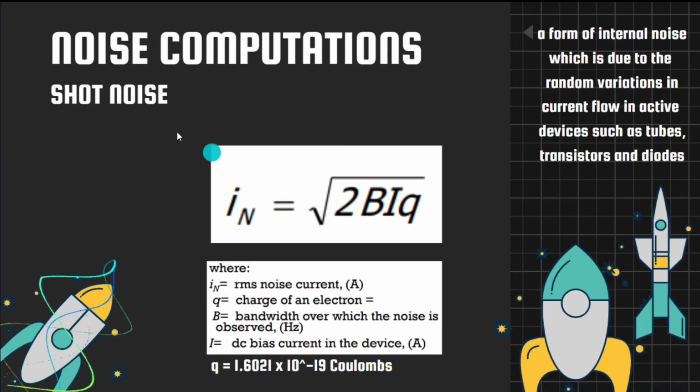Next, we have the shot noise. It is a form of internal noise due to the random variations in current flow in active devices such as tubes, transistors, and diodes. I sub n, the RMS noise current in amperes, is equal to the square root of 2 times the bandwidth over which the noise is observed in hertz times the DC bias current in the device in amperes times the charge of an electron, which is 1.602 times 10 to the negative 19 coulombs.